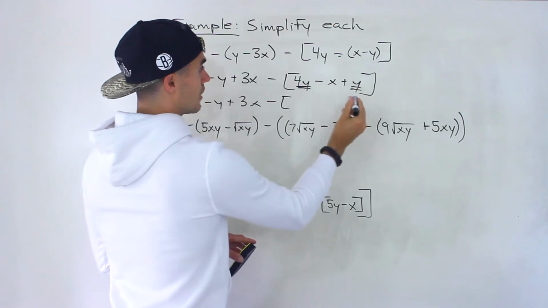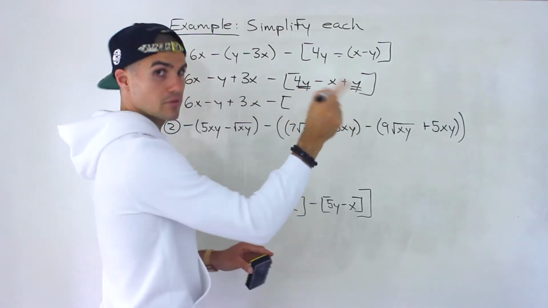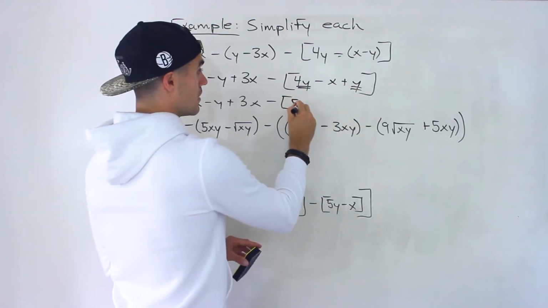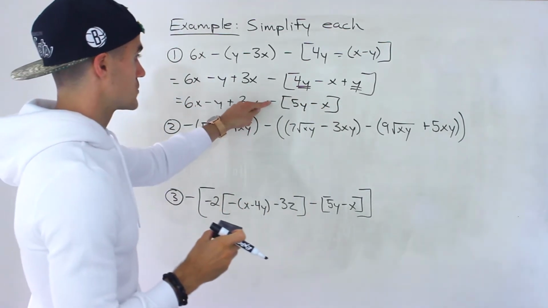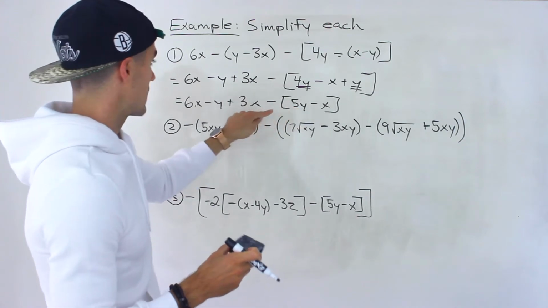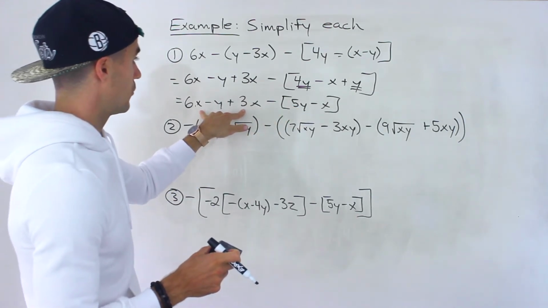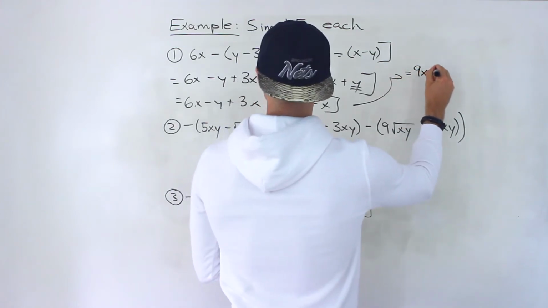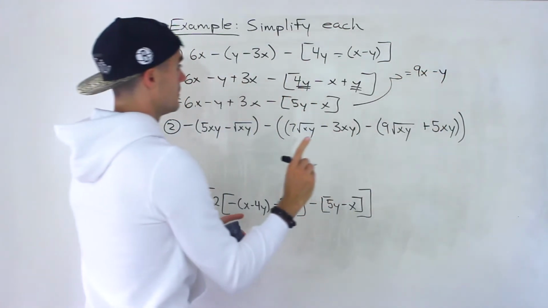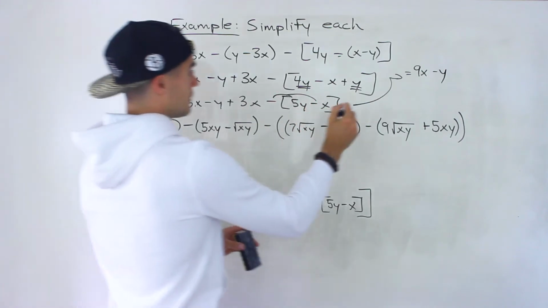These two are like terms. So 4y plus 1y gives us 5y. And then we've got a minus x. And now from here, I'm going to distribute that negative inside this bracket. I'm going to simplify both of those to be 9x. So we'd have 9x minus y, distribute the negative.